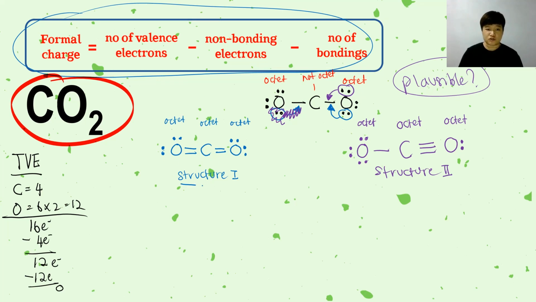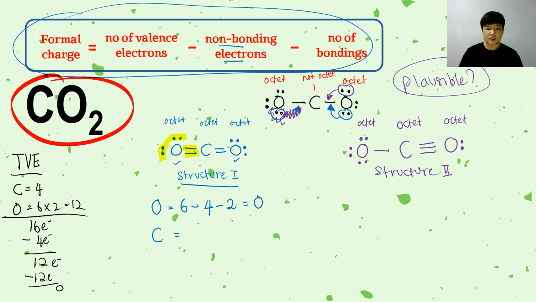For the oxygen in your structure 1, the oxygen has 6 valence electrons minus the non-bonding electrons. How many non-bonding electrons do we have? We have 4 non-bonding electrons. Non-bonding electrons are actually your lone pairs. So minus 4 over here, and then minus the number of bonding. We have 2 bonding over here, so we are going to minus 2. So 6 minus 4 minus 2, oxygen will be holding a charge of 0. Both oxygens are the same over here, 6 minus 4 minus 2. So both oxygens are 0.